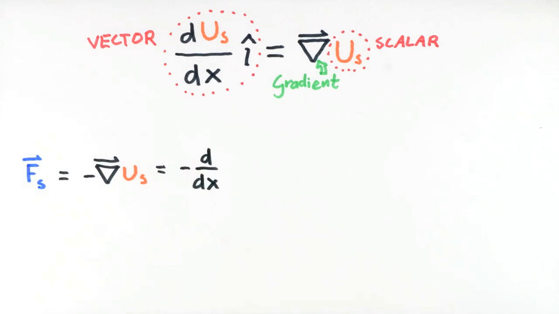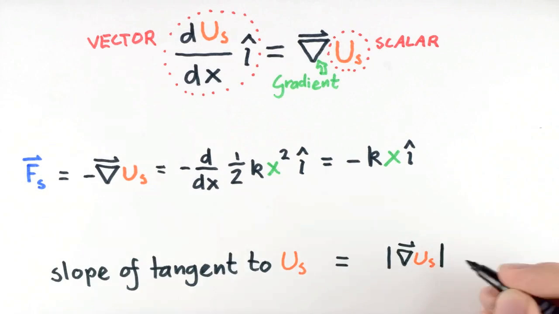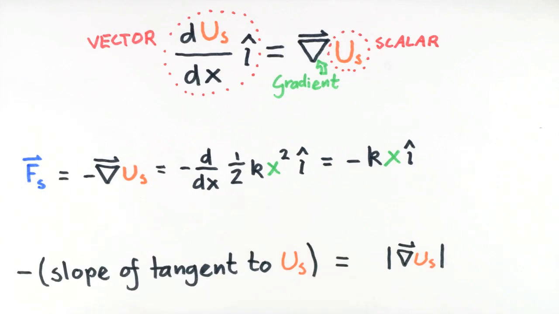Here in this specific case, we find that the negative gradient of U sub s gives us minus kx i hat, which is the correct expression for the vector spring force in this problem. For a situation with only one spatial dimension, like we have here, we can use the graph of the potential energy to visualize this result. If we sketch the tangent line to a given point on the potential energy curve, then the slope of the tangent line is equal to the gradient at that point. And moreover, the negative of the slope gives the force corresponding to that potential energy at that same point.